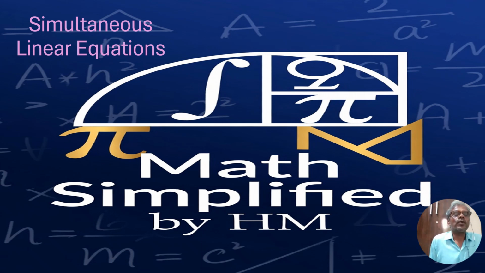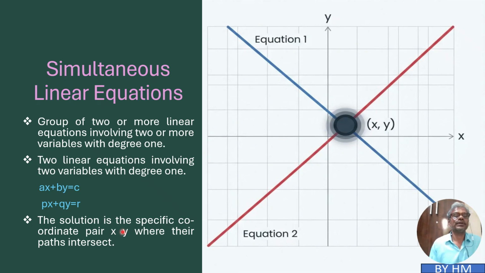Today we are going to see the simultaneous linear equations. A group of two or more linear equations involving two or more variables with degree 1 is termed as simultaneous linear equations. Two linear equations involving two variables with degree 1, ax plus by is equal to c, px plus qy is equal to r, form the system of linear simultaneous equations.